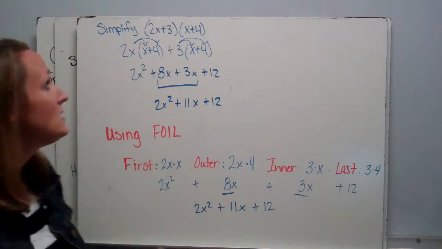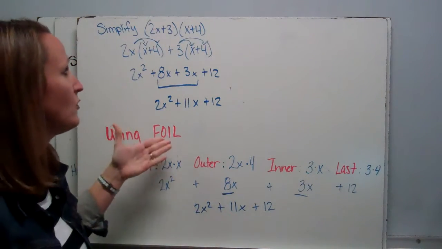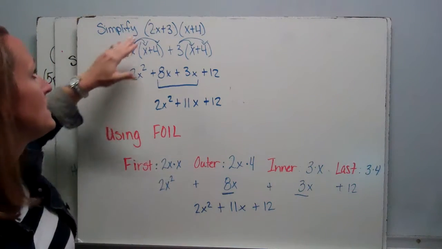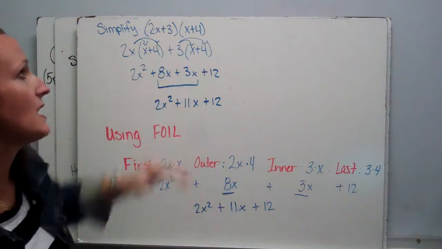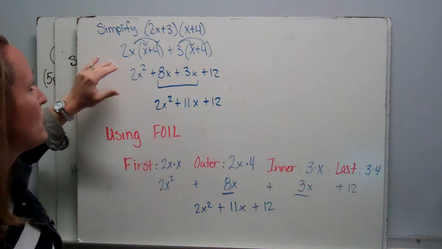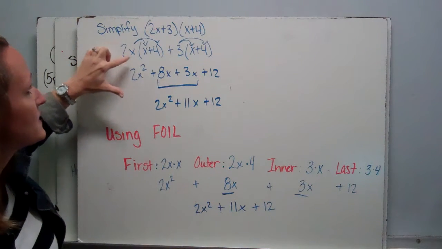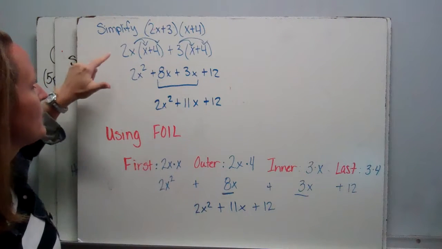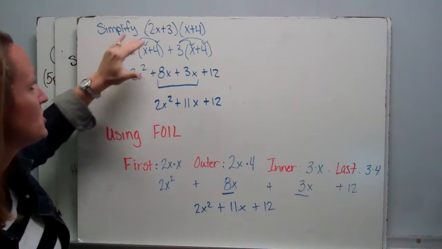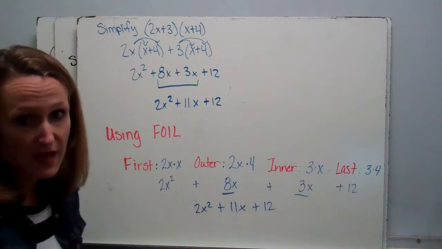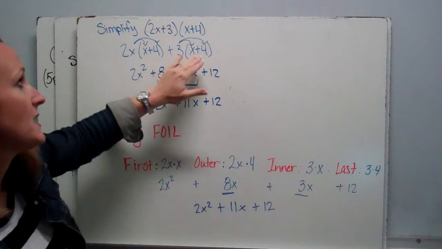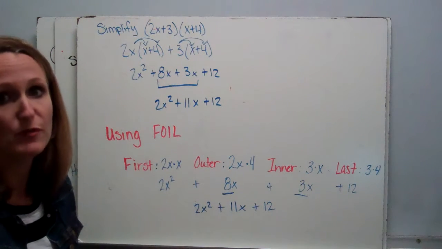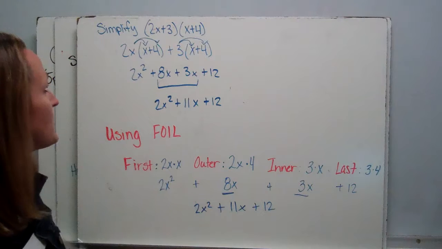Okay, so let's look at this. We can FOIL or we can simply simplify. So let's say we have 2x plus 3 times x plus 4. So if we broke it up and we did 2x times x plus 4 and 3 times x plus 4, we would multiply the 2x times x and the 2x times 4. And then we would multiply 3 times x and 3 times 4. In other words, we're distributing it to everything inside.